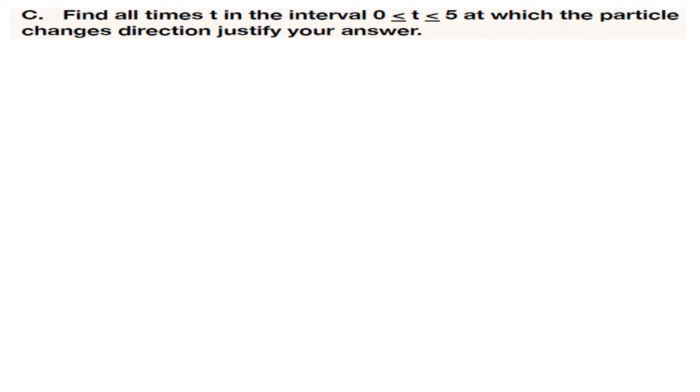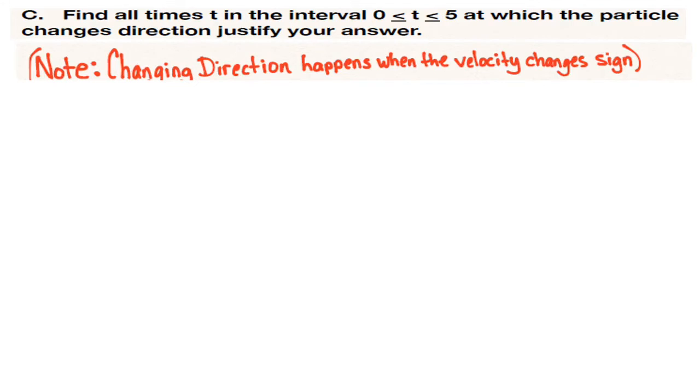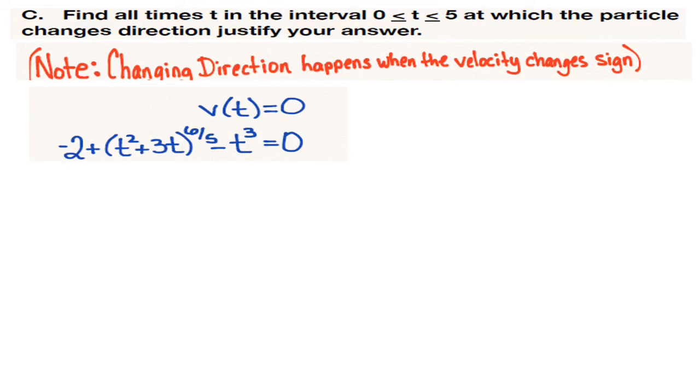In part C, we want to know when the particle changes direction. Remember that you can't change direction unless you first stop. So the potential places where we might change direction is where the velocity is equal to 0. All right, so we're going to set the velocity equal to 0 to figure out the potential places where we might change direction. To solve this equation, we can graph the left side and see where it crosses the x-axis.